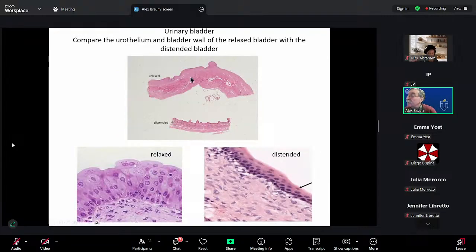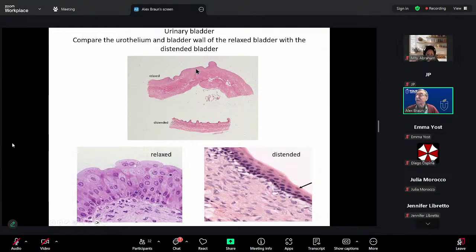Here's a bladder that's relaxed, and here's a bladder that's distended. When the bladder is relaxed, the wall is thicker, the muscle gets more contracted, I guess, and thicker. When the bladder wall is distended, of course, the lumen gets bigger and wider, more voluminous, but the wall gets thinner. The epithelium also gets thinner.